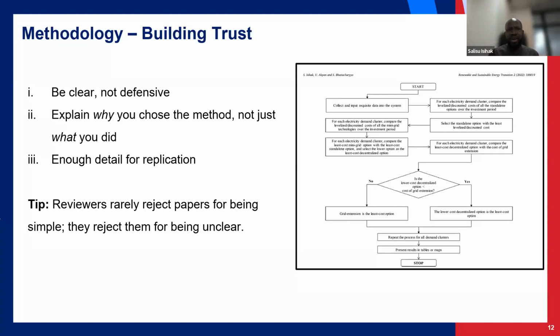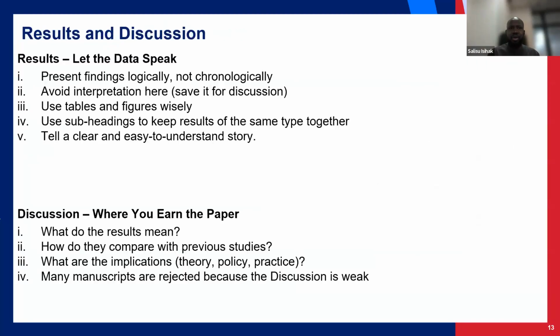So always try to simplify things in the methodology so that it allows people to be able to replicate the work that you've done, and the reviewers to be able to see the steps you followed in carrying out your work. Then the next thing we look at is actually the result.